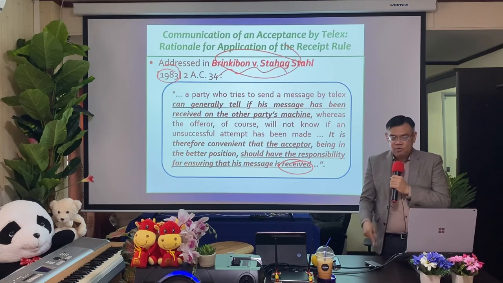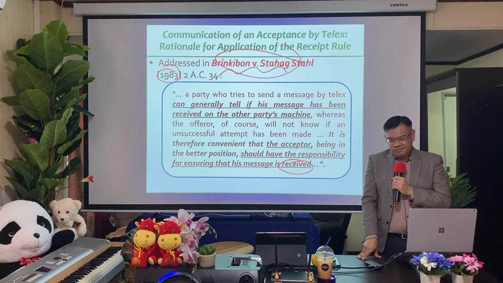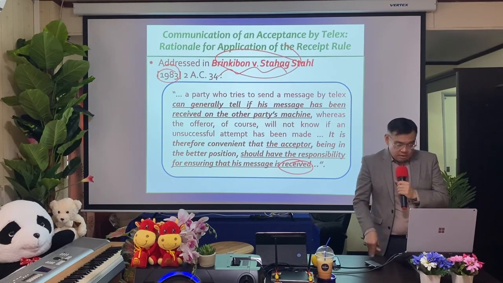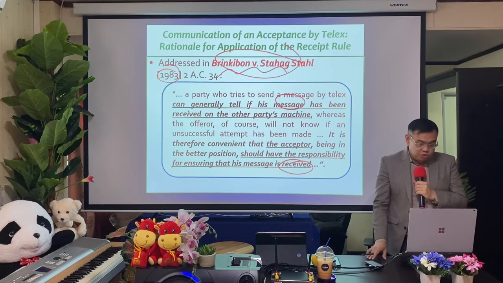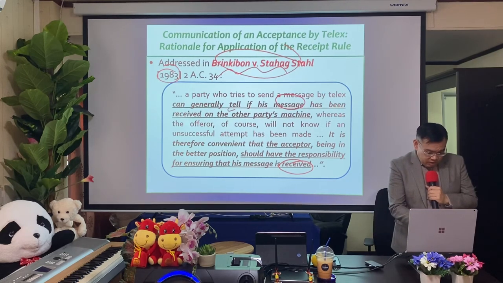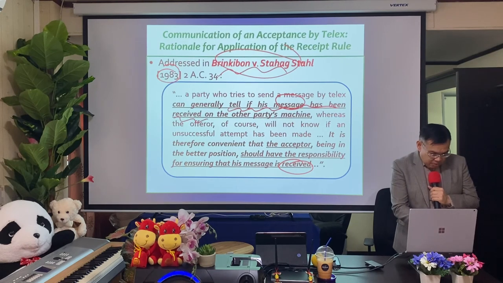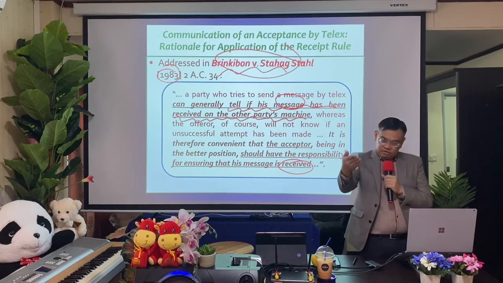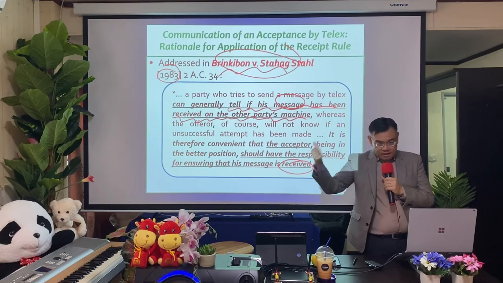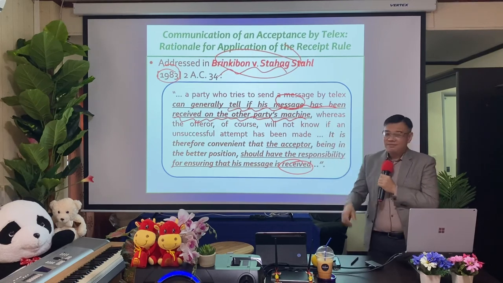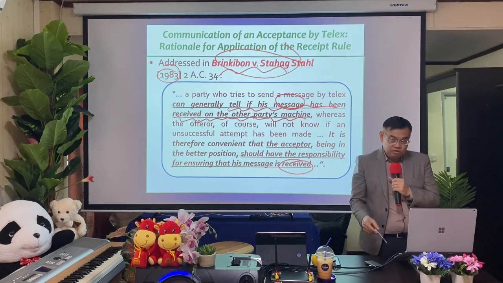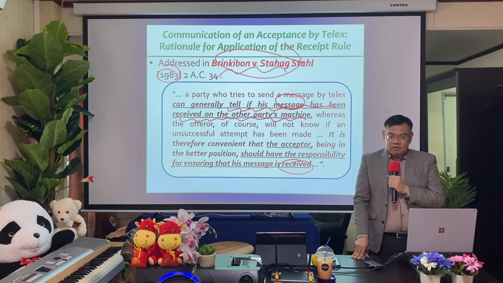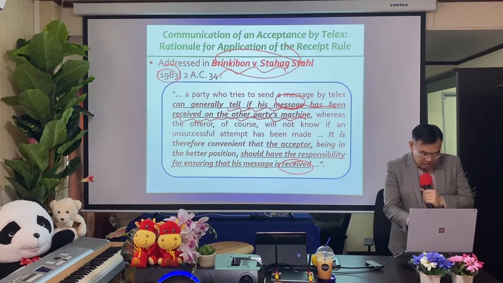The court thinks that when we use telex, it is a way of communication in which the one who sent the message is in the position to know, is in the position to tell, if the message has been received on the other party's machine. That means that when A sends a message to B using this telex machine, A is in the position to tell whether or not the message as sent by him is received by the other party.